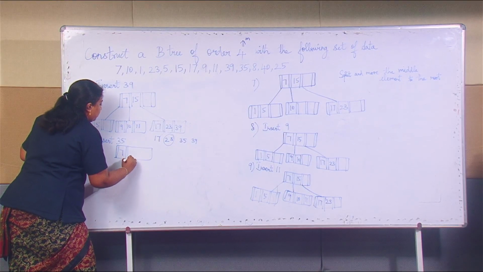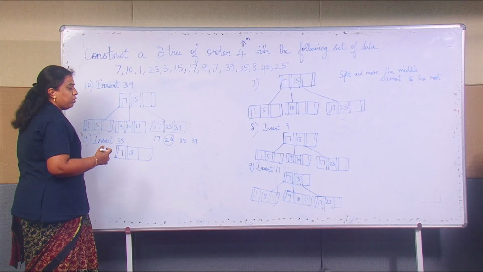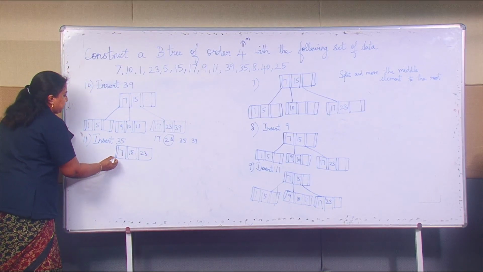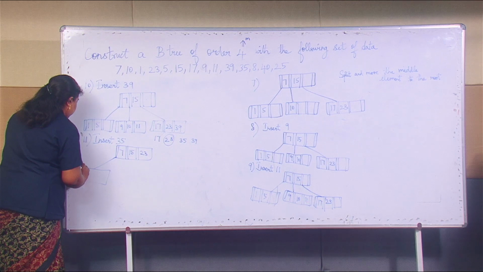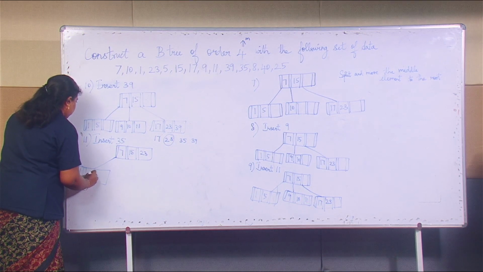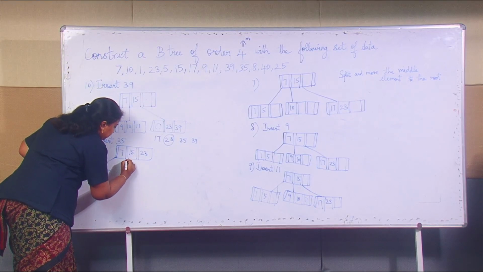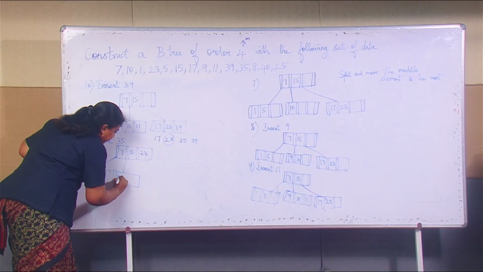Seven, 15. Here the middle element which is moved to the root node is 23. So now on the left hand side of 7 we have 1, 5, next between 7 and 15, 9, 10, 11.